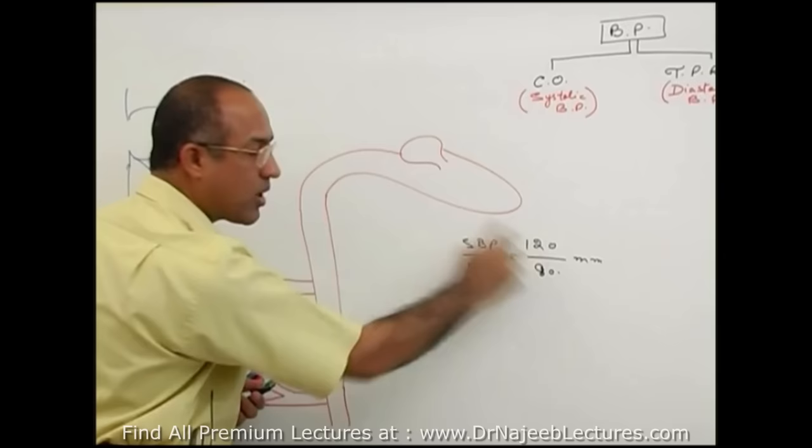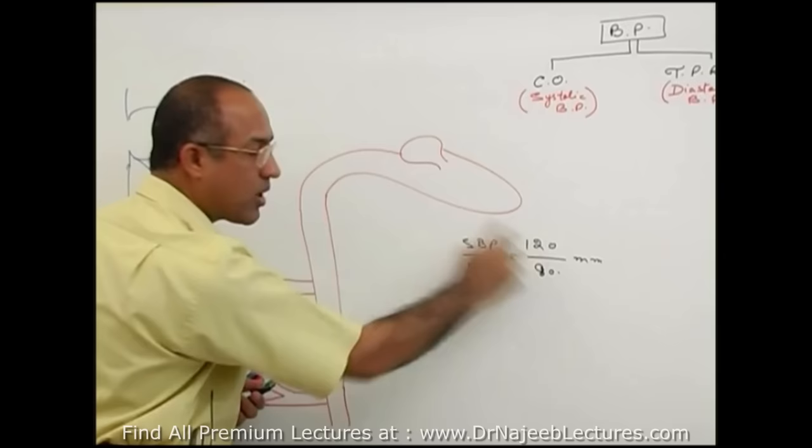Angiotensin 2 receptors are present on smooth muscles of arterioles, and they are also present on smooth muscles of veins. Is that right? So angiotensin 2 receptors are present on arterioles as well as smooth muscles of the veins. So what really happens is that angiotensin 2 is capable of arteriolo-constriction as well as veno-constriction.